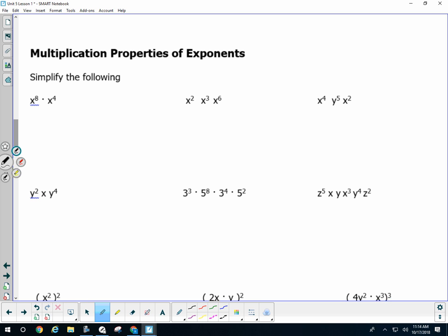Next page, multiplication. X to the 8th times x to the 4th. Now we can think, man, that's either going to be x to the 12th or x to the 32nd, right? I'm either going to add those or multiply them. Please discuss with your neighbors whether x to the 8th times x to the 4th is x to the 12th or x to the 32nd, and explain why it's the answer that you provide.